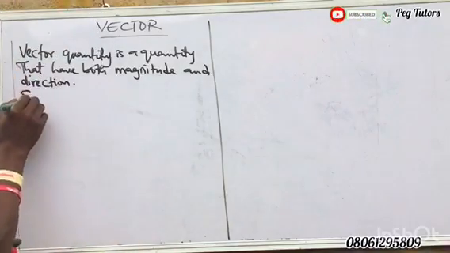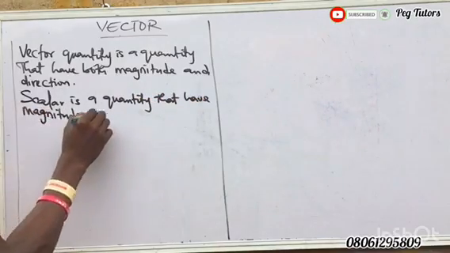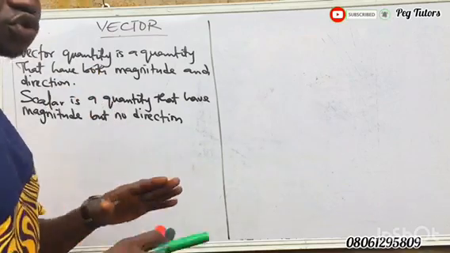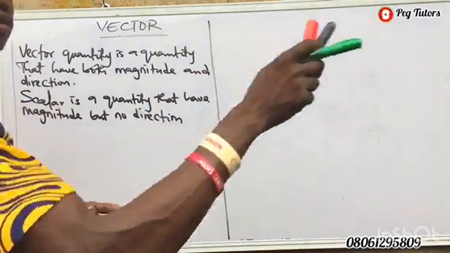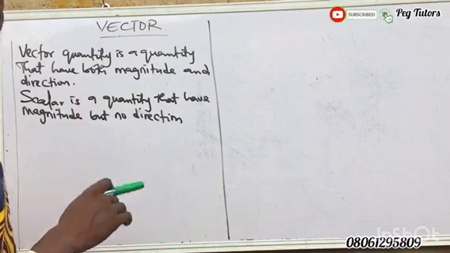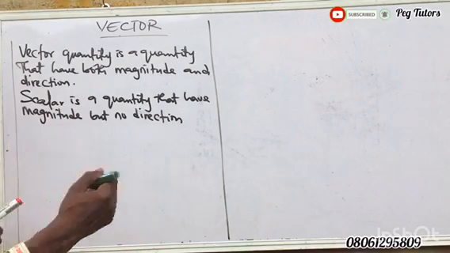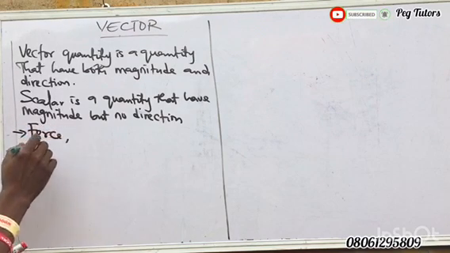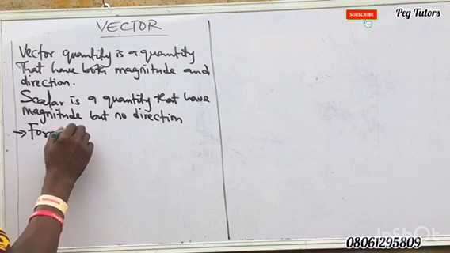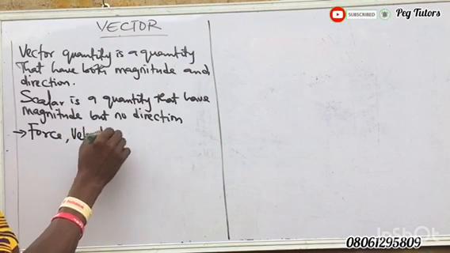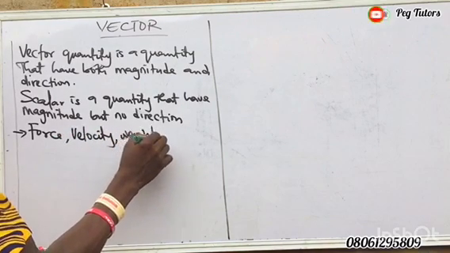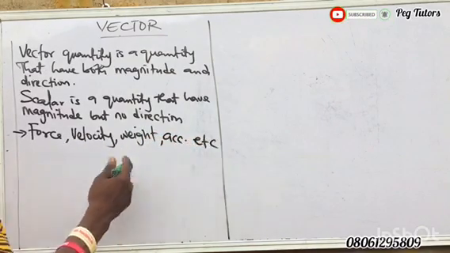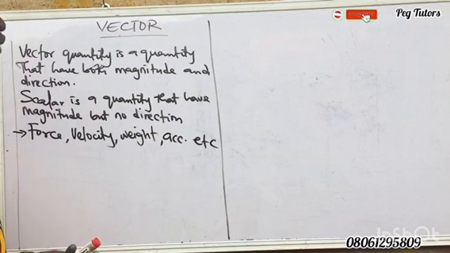But a scalar quantity... So all vector quantities are defined by their magnitude, which is size, and then the direction they are going towards. Force is a vector quantity. In fact, examples of vector quantities are force, velocity, weight, acceleration, and so on. All these are vector quantities.